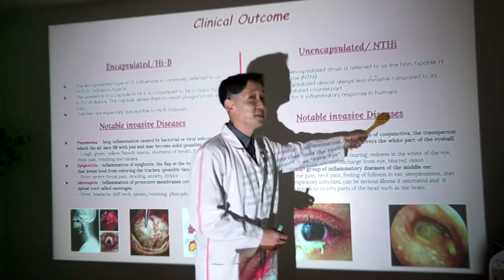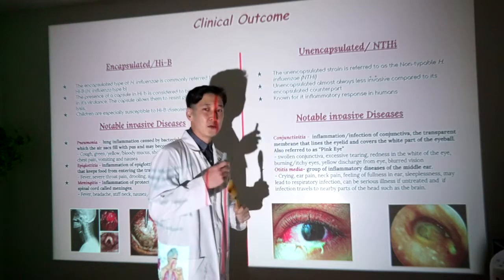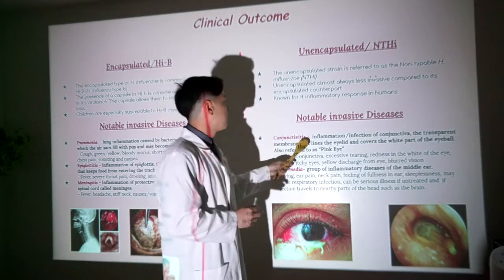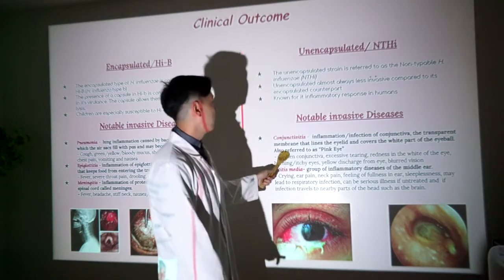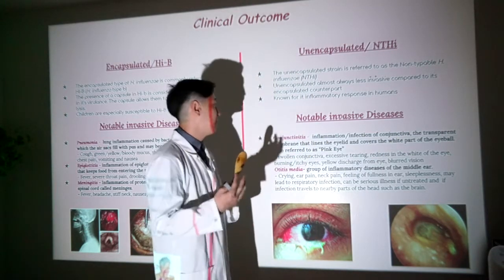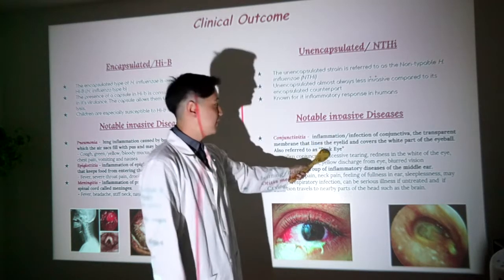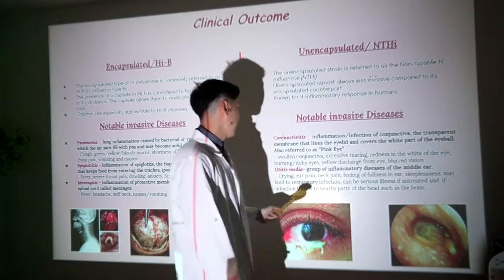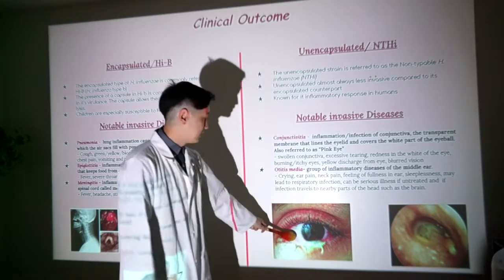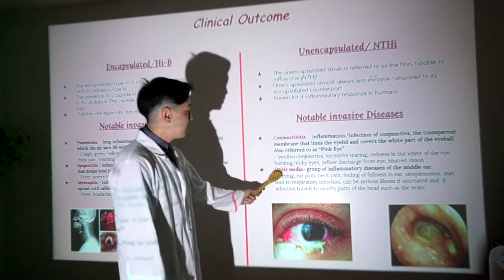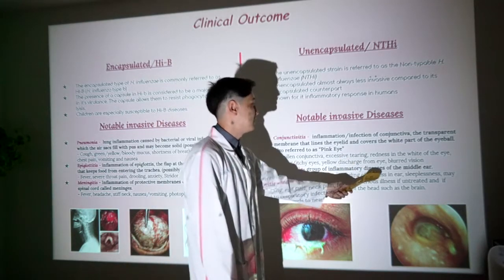Some notable diseases of the non-typable Hi are conjunctivitis, which is simply referred to as pink eye. Pink eye is the inflammation or the infection of the conjunctiva, the transparent membrane that lines the eyelid and covers the white part of the eyeball. Some symptoms are the swollen conjunctiva, excessive tearing, redness in the white of the eye, burning and itchy eye, yellow discharge from the eye, and blurred vision. This is it here. Otitis media is a group of inflammatory diseases of the middle ear.